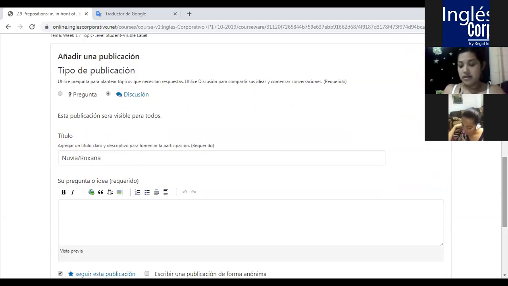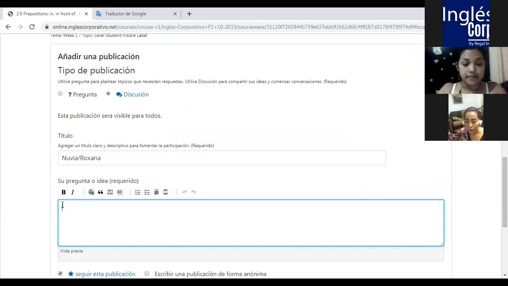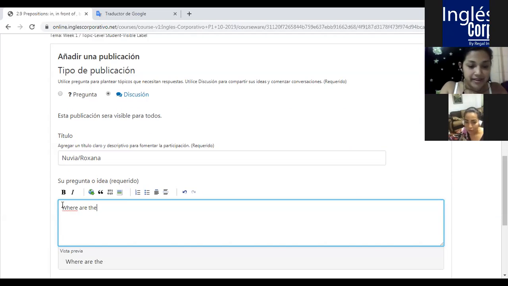The first one. Where are the keys? The keys. The key. And the keys are in the book.